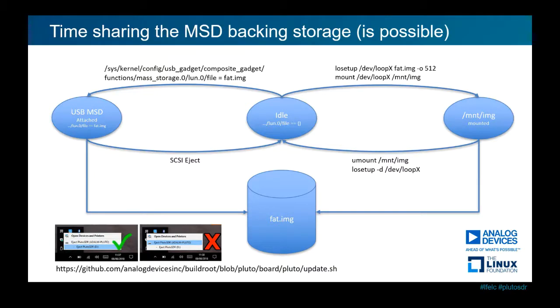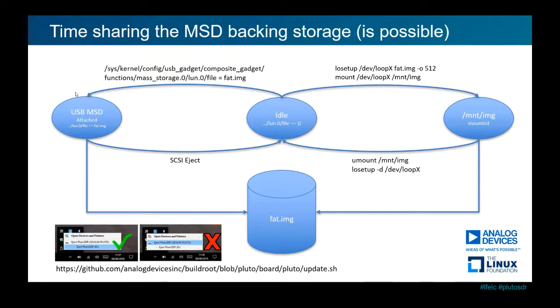So how does it work? We timeshare the backing storage, in this case fat.img, between the USB mass storage gadget and the Pluto. In order to assign the storage to the mass storage gadget, you basically write its file name into a configfs variable over here, the USB composite gadget lun file. In order to return ownership, the user on the remote side needs to eject the drive, and this is done by some SCSI eject command that is typically present on all operating systems. It is very similar to ejecting a CD-ROM out of a CD-ROM drive.